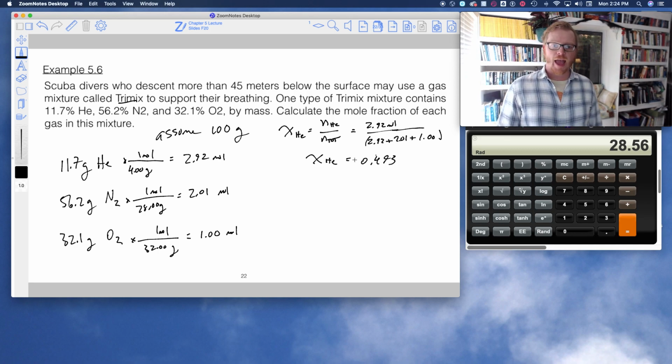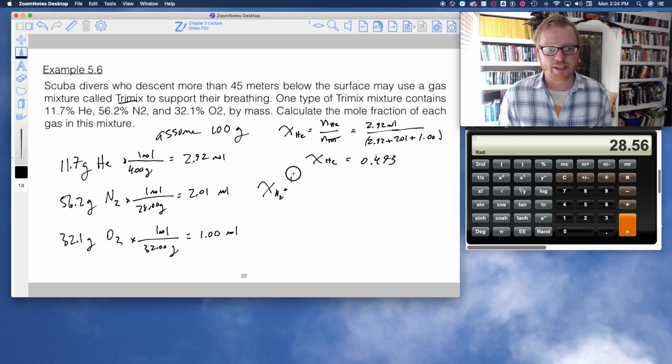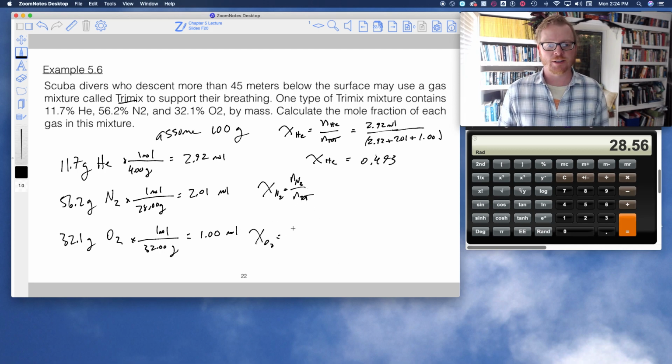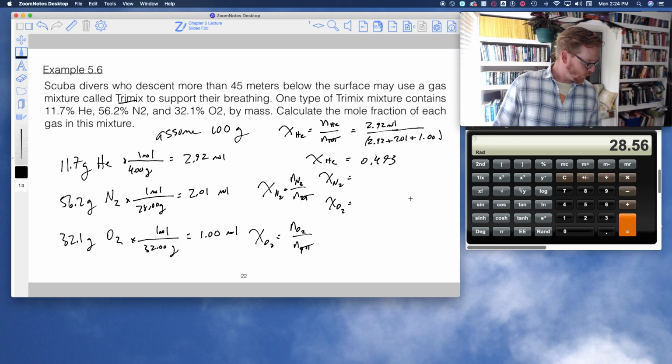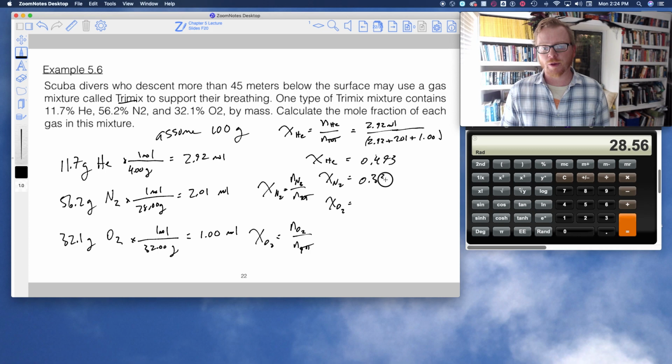Okay? And so now what about the mole fraction of nitrogen? Well, once again, that's going to be the number of moles of nitrogen divided by the total number of moles. And the mole fraction of oxygen is going to be the number of moles of oxygen divided by the total number of moles. Okay? So I'm just going to cut straight to the chase and give you the numbers. So for nitrogen, I get 0.338. And for oxygen, I get 0.168.